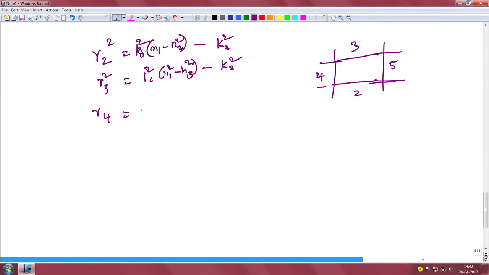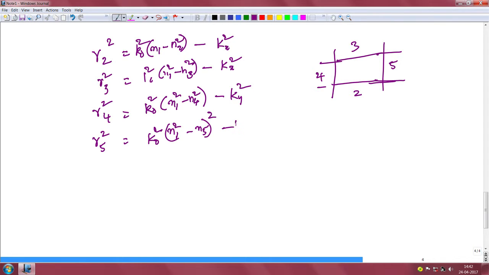And gamma 4 and gamma 5 will contain n1 square minus n4 square minus Ky square, and gamma 5 square will contain K0 square n1 square minus n5 square minus Ky square. We have Kx for gamma 3 and gamma 2 and Ky for the others. So, effectively we need to worry about solving for Kx and Ky, which in turn would give us beta.